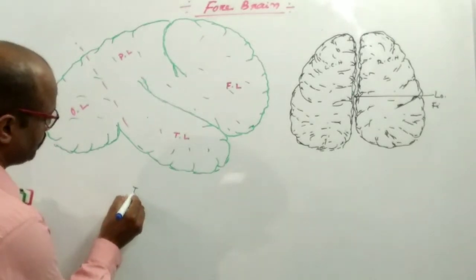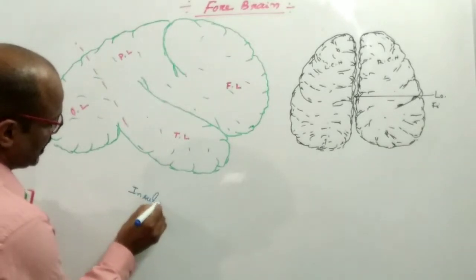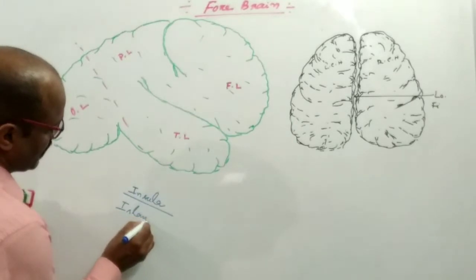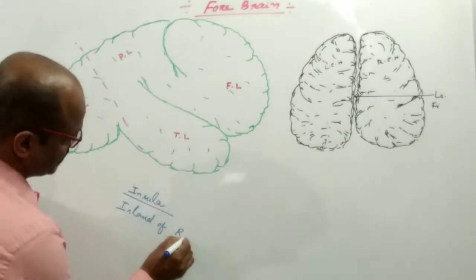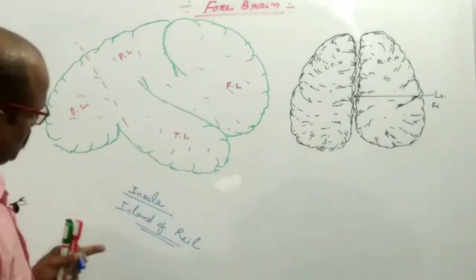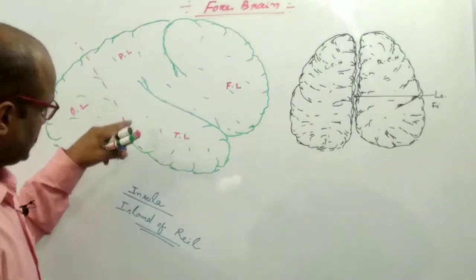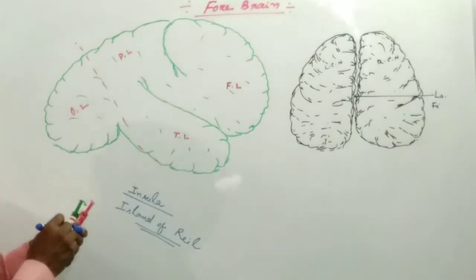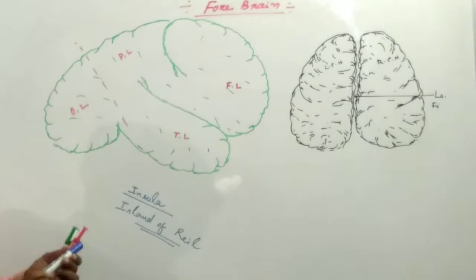which is known as the insula. Another lobe, the insula, is also known as the island of Reil. This is a very small lobe, and it is hidden by the temporal lobe.